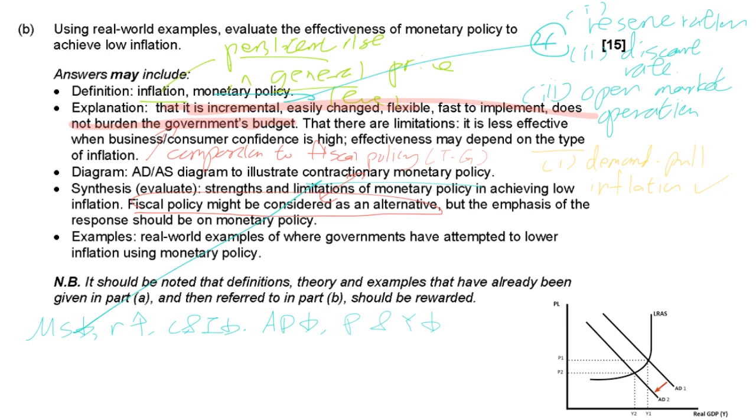Last but not least, we have to make use of some real-world examples. For example, in the U.S., the Federal Reserve announced an increase in interest rates in recent years. Then C and I drop, the AD drops, and then P and Y drop, to combat inflation in the U.S.